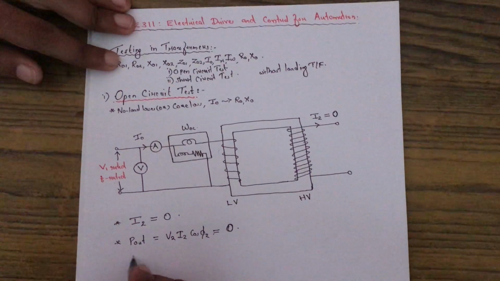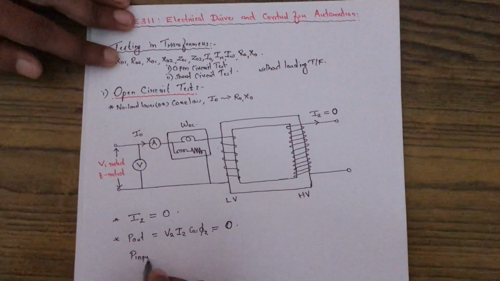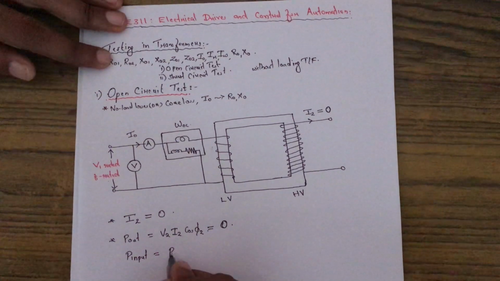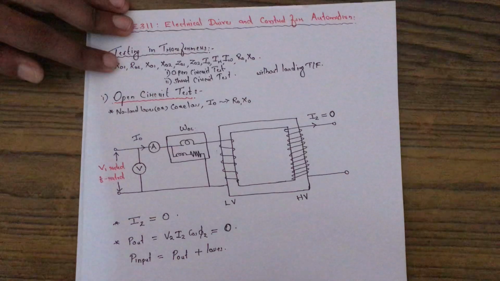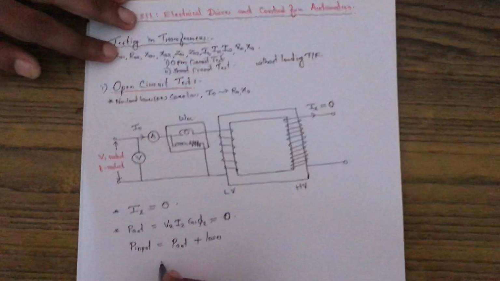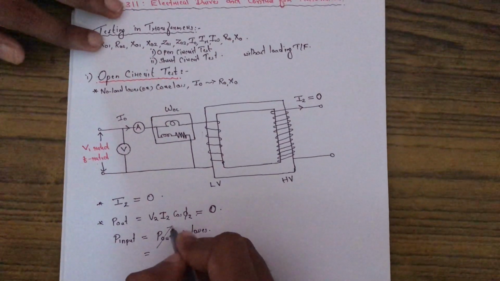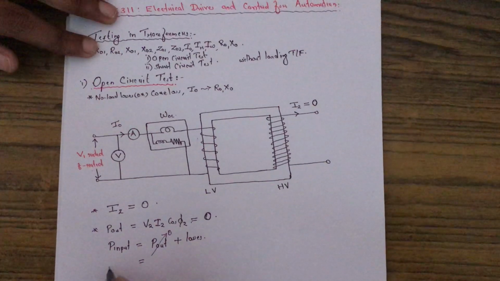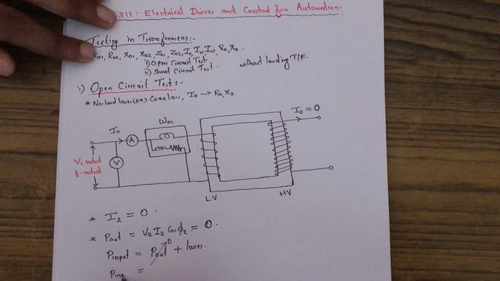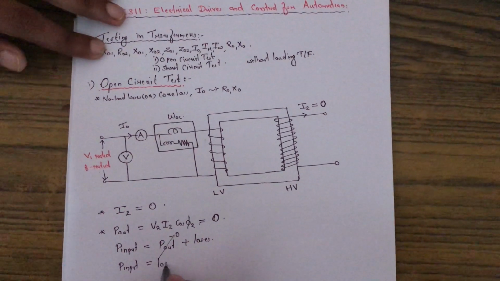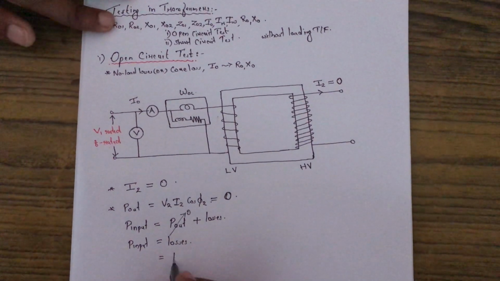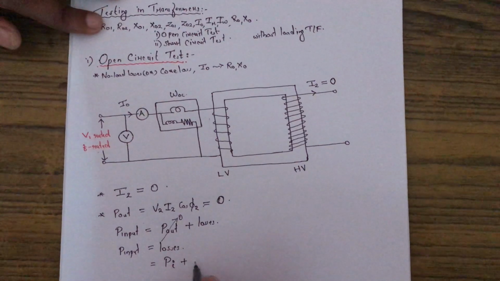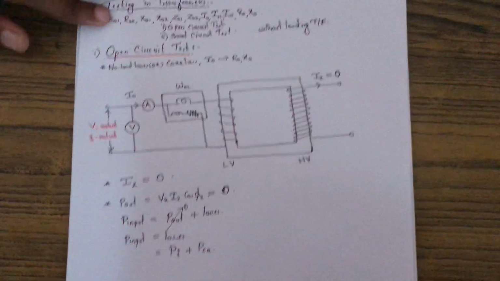And we know input power is equal to output power plus losses, right? We know output power is equal to 0, therefore we can say input power is equal to the losses of the transformer. Okay, so the different losses are iron loss and the copper loss.